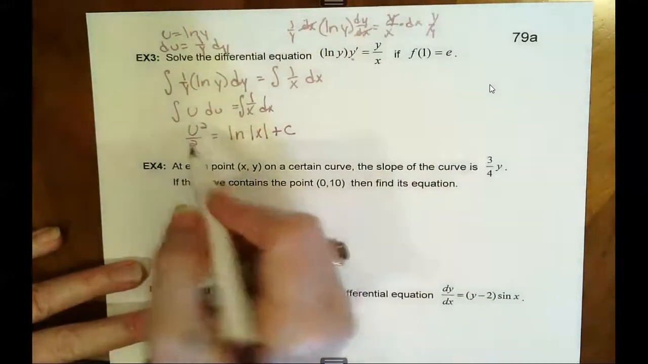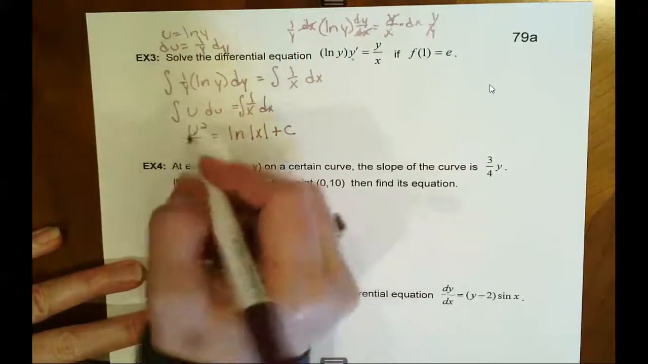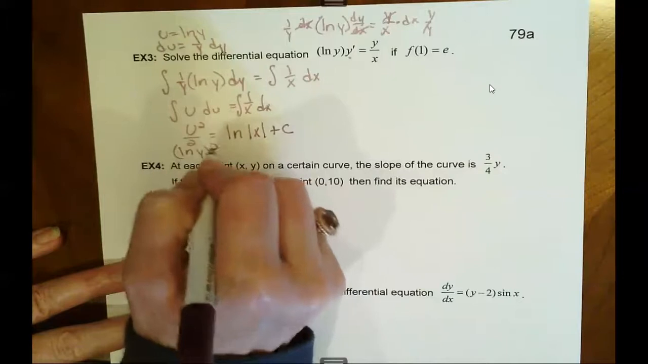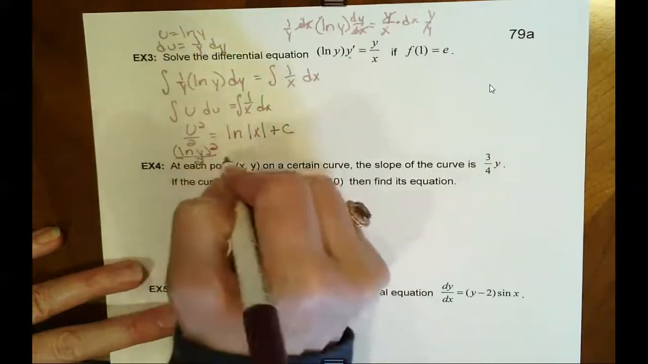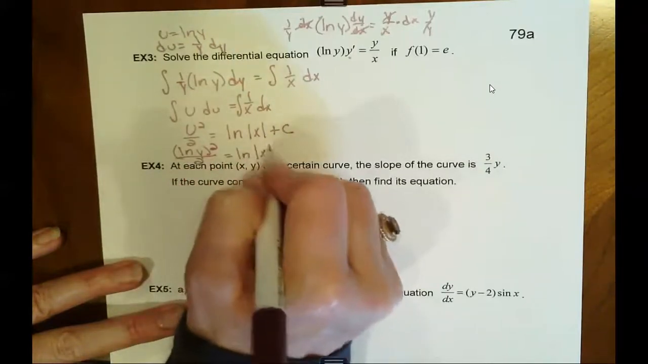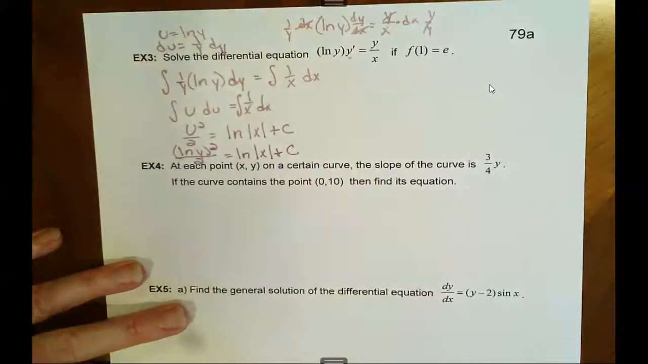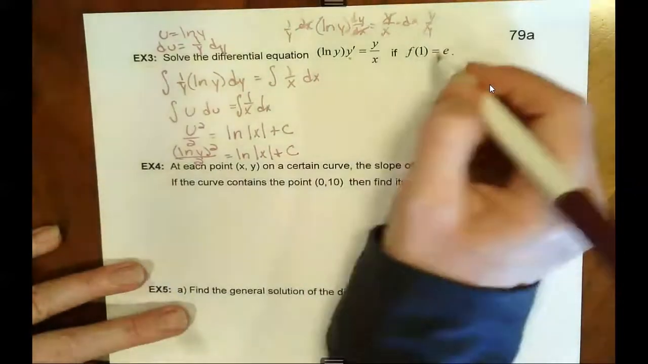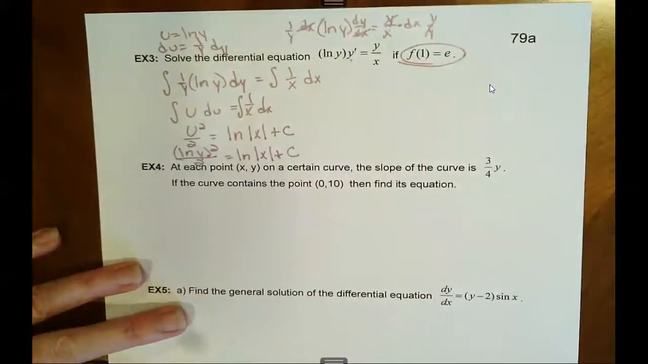All right, so plug our function back in here. This would be ln of y squared over 2 equals ln of x plus c. All right, so not the best looking equation, but it is solved. They did not ask us here to get y by itself, but what they did ask is for us to find c.